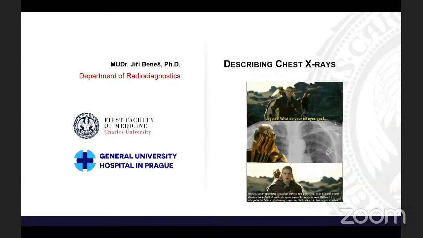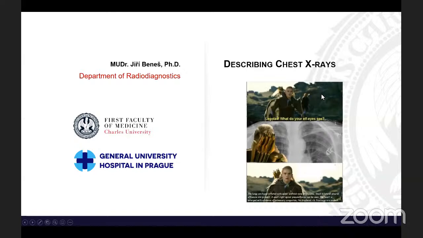I would like to tell you something about describing chest X-rays, which is actually I think the hardest thing in radiology, and it's definitely the hardest thing for medical students to grasp when they are studying X-rays. I will divide the lecture into two parts. I hope there will be time for the second part. If there is less time than we would like, we can continue at any time after that.